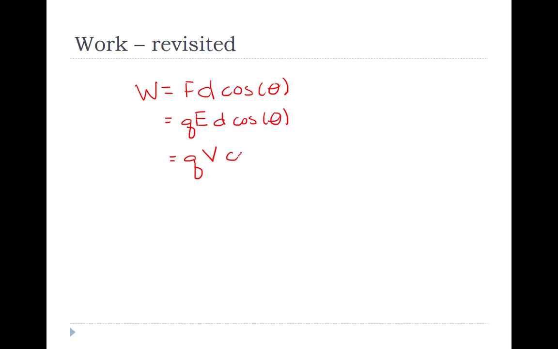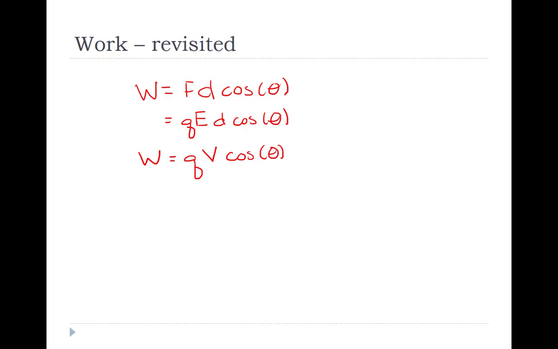So remember, work is force times distance times cosine of theta, which is charge times field times distance times cosine of angle, which I can now write as charge times voltage or electric potential times a cosine. Okay. And that cosine is really important.